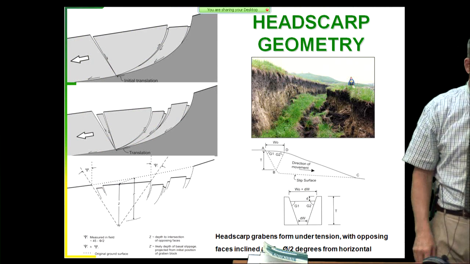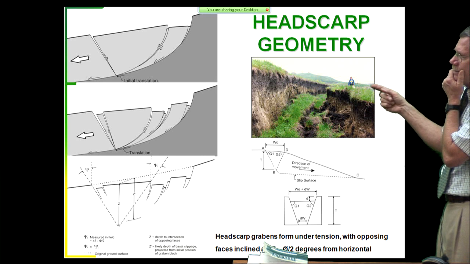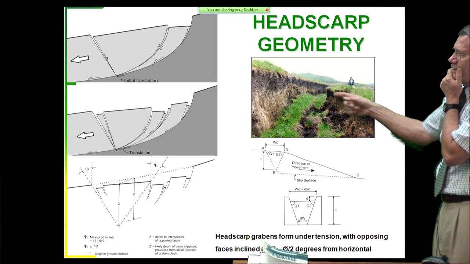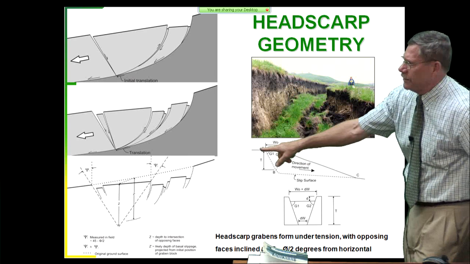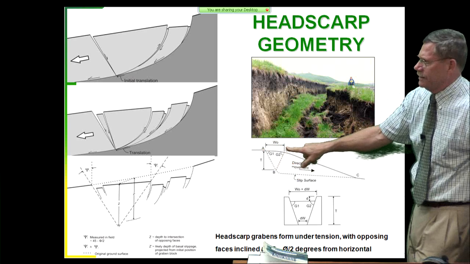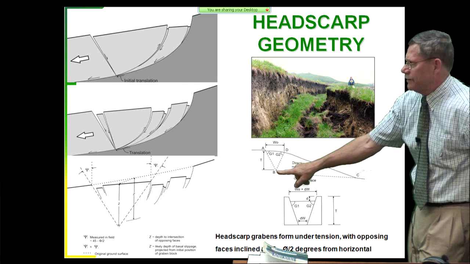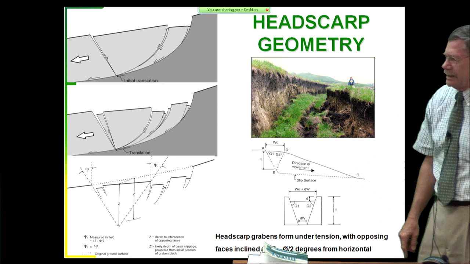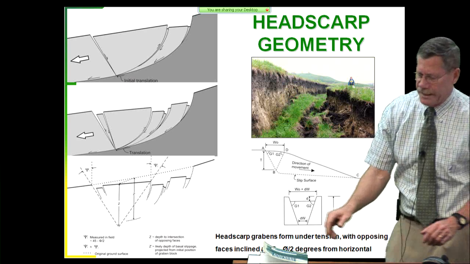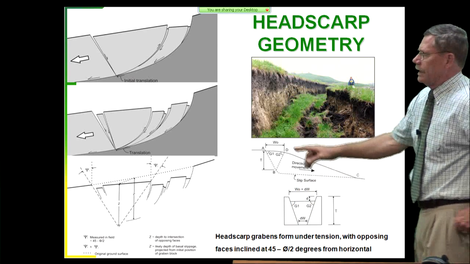Now, headscarp geometry. What are some of the tricks of the trade that I've learned over the years? Go out to these sites with my kids and I look at these big active headscarps, and pretty quickly you can figure out some limiting geometry like this, where you measure this side, you measure that side, you can get some idea of the depth of sliding pretty quickly. You don't have to certainly be a rocket scientist to do that. It's a pretty easy thing to do.